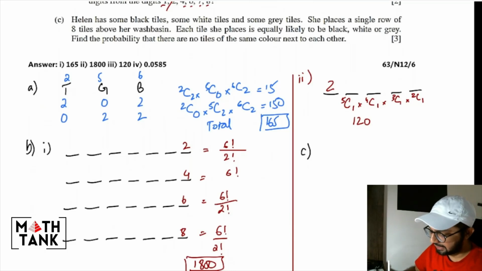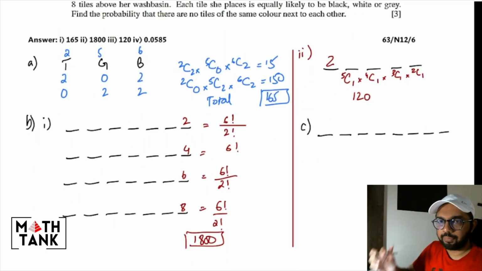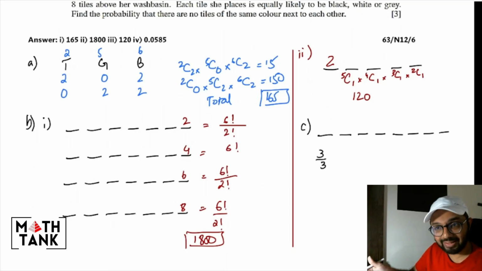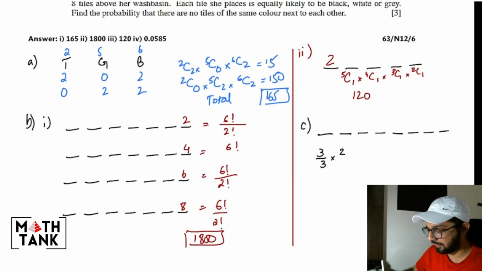So let's say I was placing 8 tiles. Let me just make 8 dashes. Okay. Now I can say that any of the tiles could come up at the start. So there's a 3 out of 3 chance that the first tile is either gray, white, or black. Now, whichever tile I place here on the first dash, I cannot place the same tile next to it. So the number of choices then is reduced to 2 out of 3.